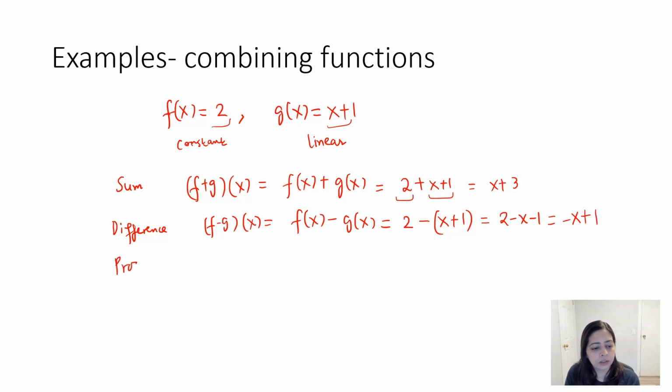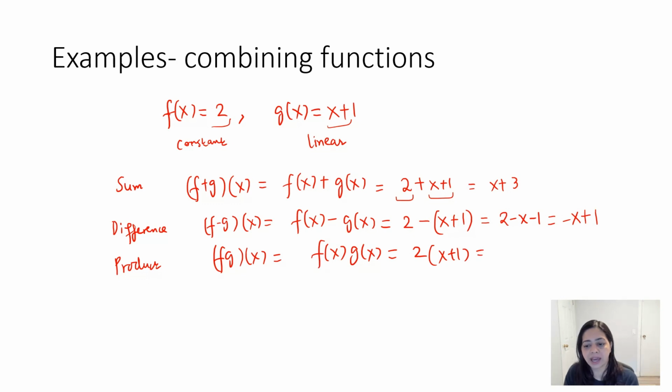And then the product is f times g, which is nothing but f(x) times g(x). f(x) is 2, g(x) is x plus 1. So when you multiply that, 2 is going to be multiplied with x, and then 2 is going to be multiplied with 1, gives you 2. So 2x plus 2, that's the product function.